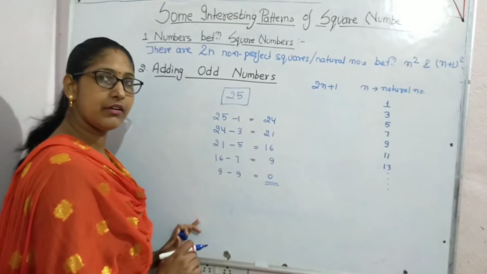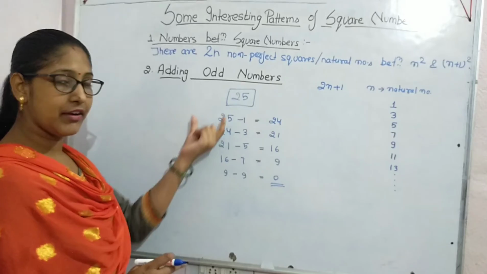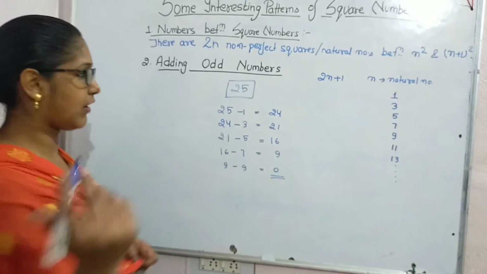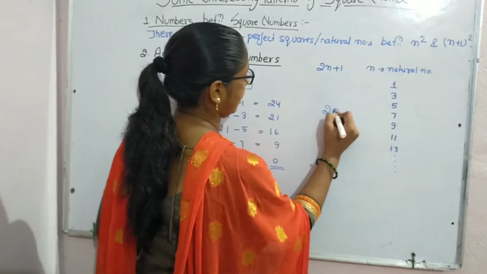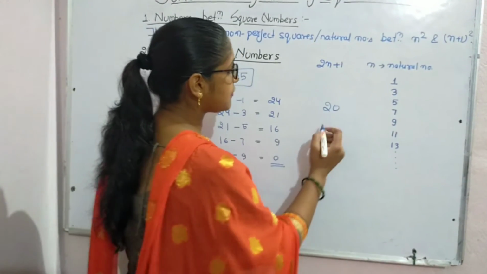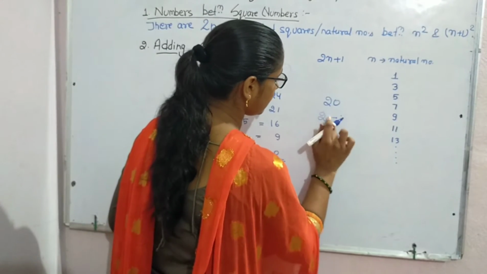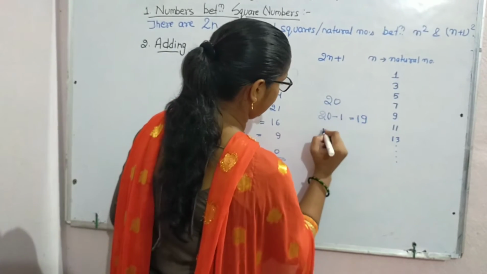With the help of this property, we can check whether the given number is a perfect square or not. We can explain with the help of a non-perfect square. Suppose this is 20. For this, first we subtract our first odd number 1 from 20, it is 19.